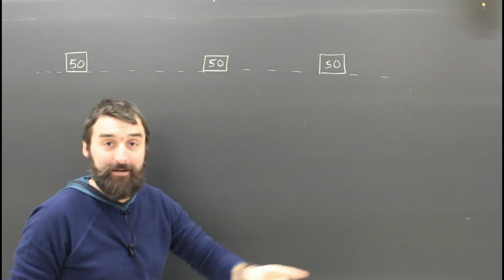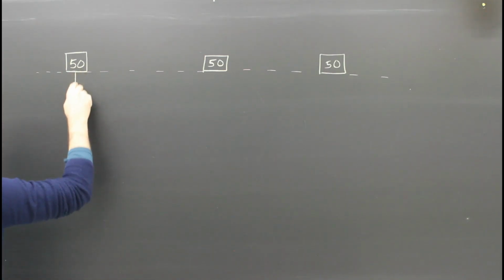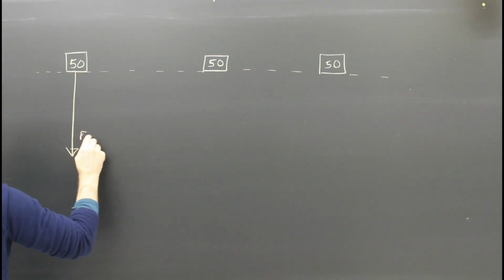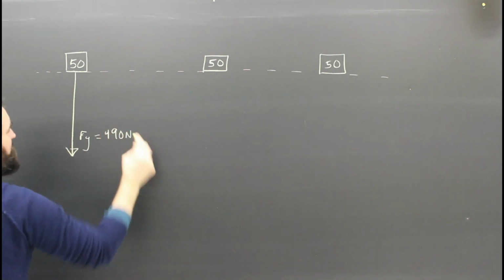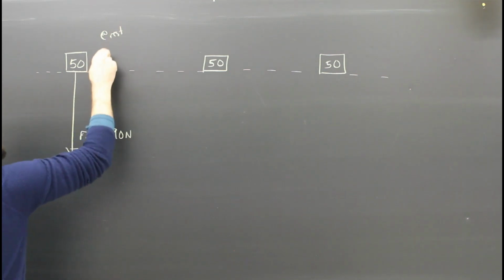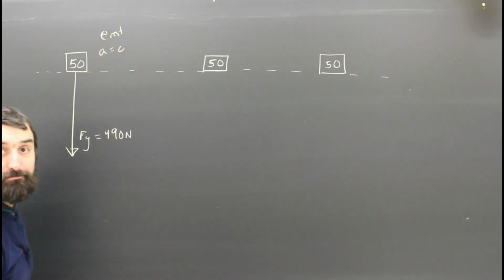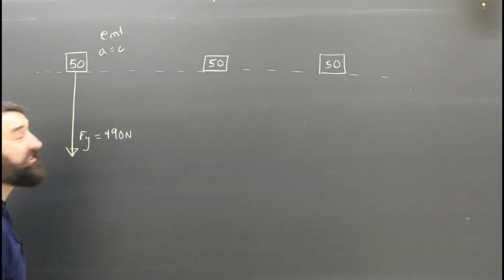Let's do a couple of examples to make sure that this is clear to you. Let's say we had a 50 kilo box just sitting there at rest. There would be gravity on the box, of course, and gravity would be equal to 50 times 9.8, which is 490 newtons. The box is at rest. Its acceleration is equal to 0. No one is pushing on it or anything. It's not in an elevator. It's not on a ramp.